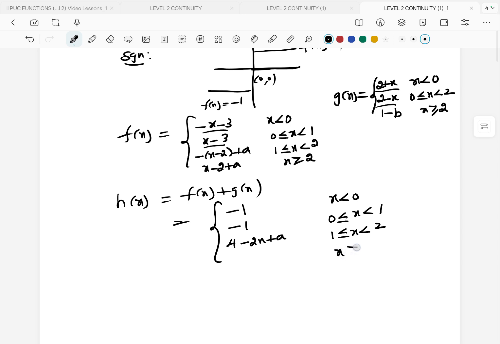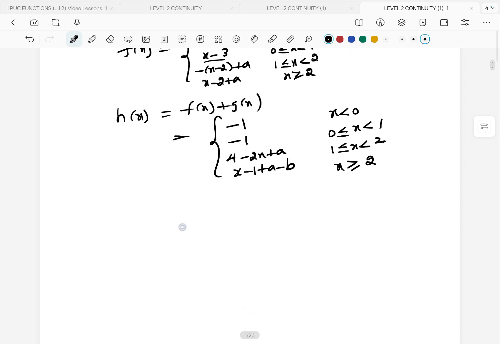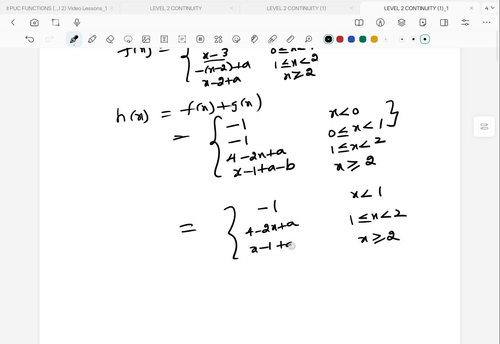When x is greater than or equal to 2, it is going to be x minus 1 plus a minus b. Now, I can combine these and write h of x as minus 1 for all x less than 1. Between 1 to 2, it is 4 minus 2x plus a. When x is greater than or equal to 2, it is x minus 1 plus a minus b.